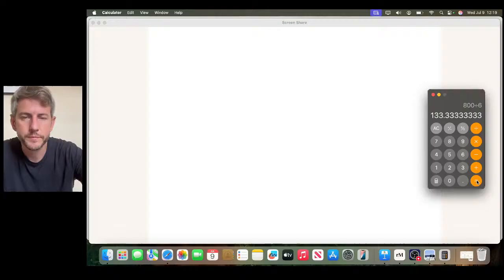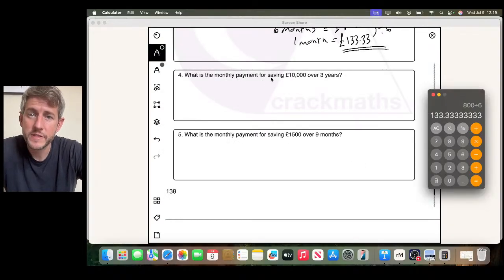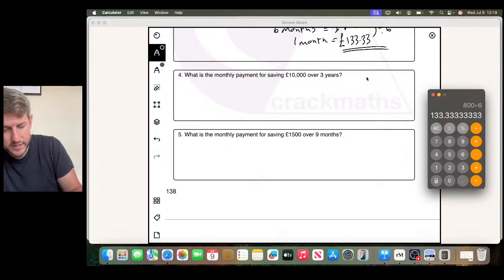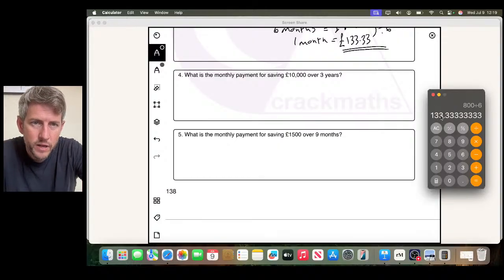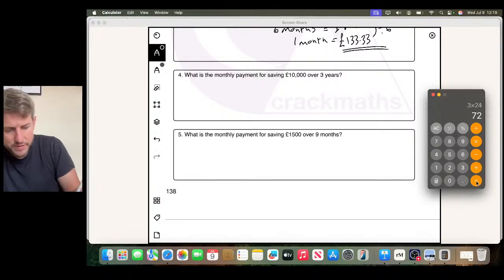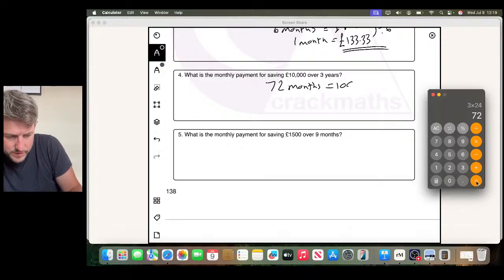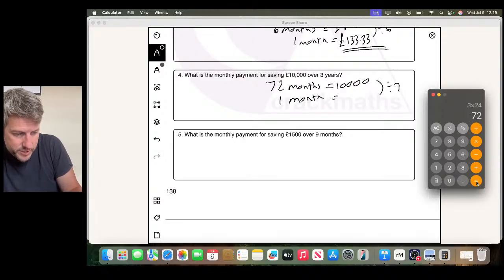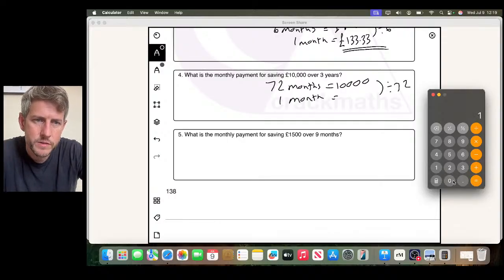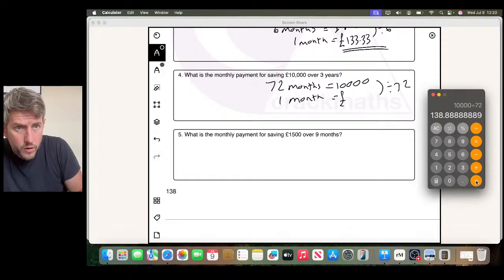Okay, question 4. What is the monthly payment for saving £10,000 over 3 years? So 3 years is 3 times 24, which is 72. So we get 72 months equals 10,000. 1 month will equal this divided by 72. So 10,000 divided by 72 is going to be £138.89.